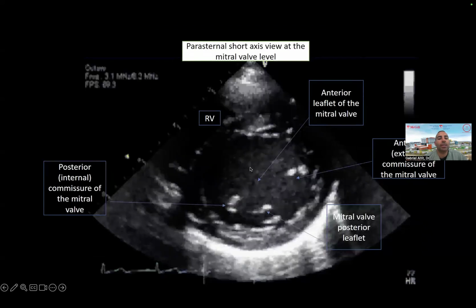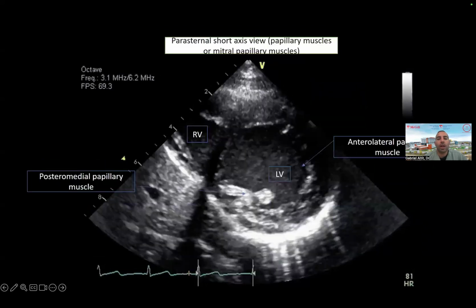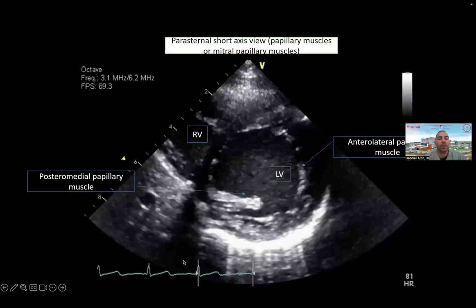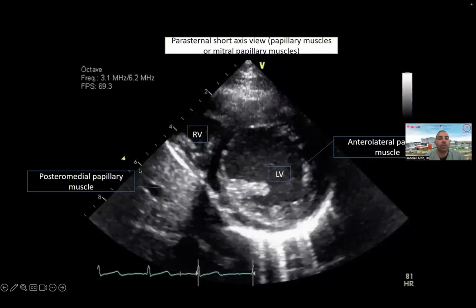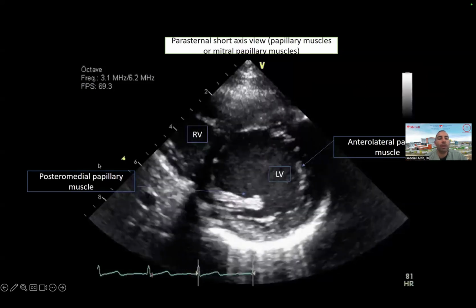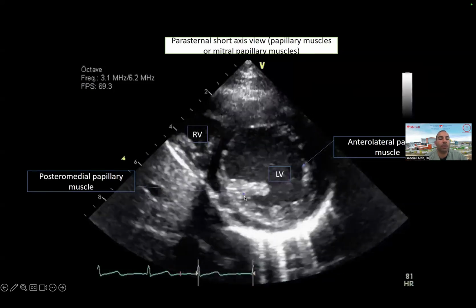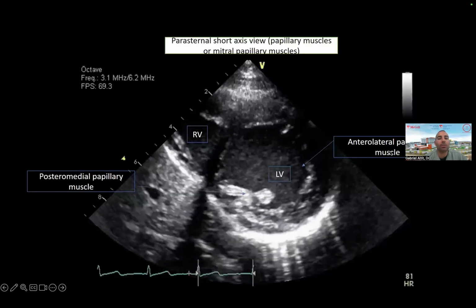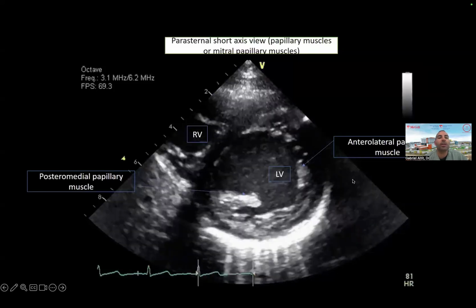So here you have the anterior leaflet and the posterior leaflet of the mitral valve. And then there's 2 papillary muscles. So here it's the back. This is the front. This is the lateral. This is the sternum. So medial. So we call this one the posteromedial papillary muscle, and we call this one on this side the anterolateral papillary muscle. Just so you know, because it's a question on your quiz that everyone got wrong.